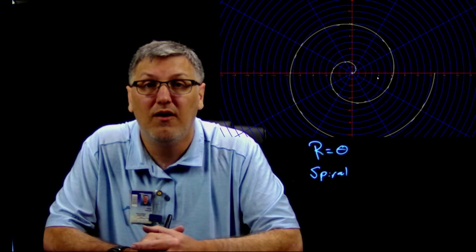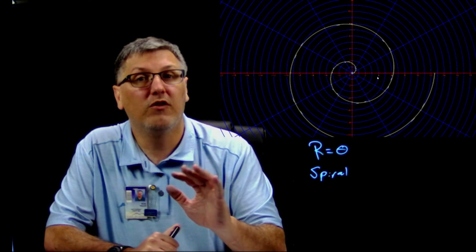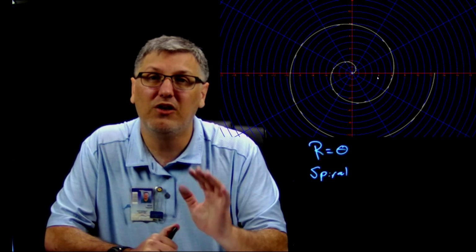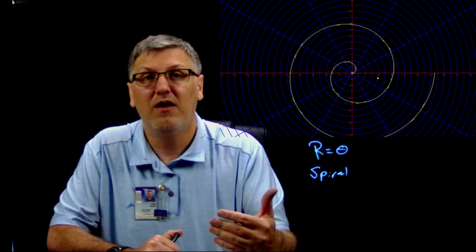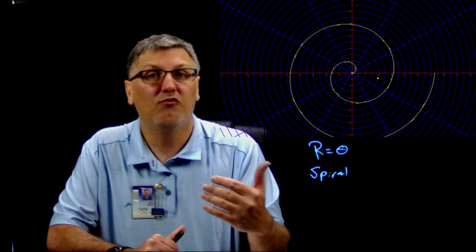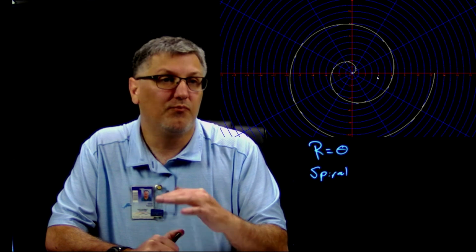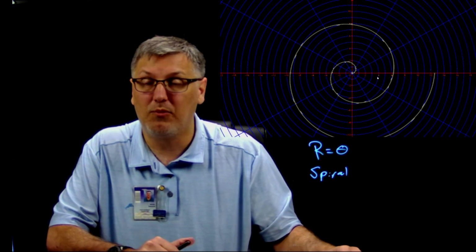But those are all the different graphs you're going to have to know for this section in polar. And really, you don't have to know how to graph them or anything along those lines. You just need to be able to identify them from an equation, from a graph, and be able to name them. That's all you're going to have to be able to do.